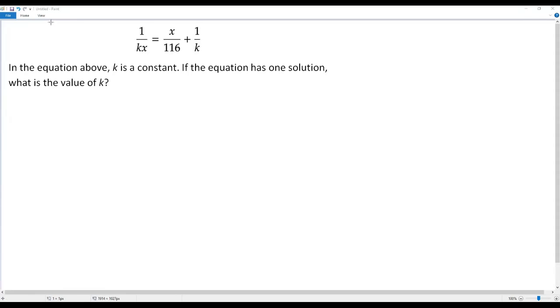Here we have a SAT math problem. Okay, let's go to the question. 1 over kx equals x over 116 plus 1 over k. In the equation above, k is a constant. If the equation has one solution, what is the value of k?